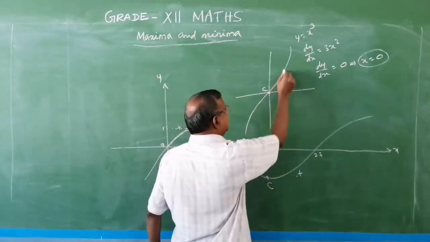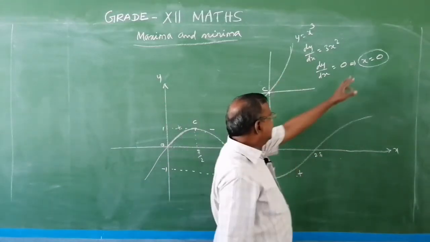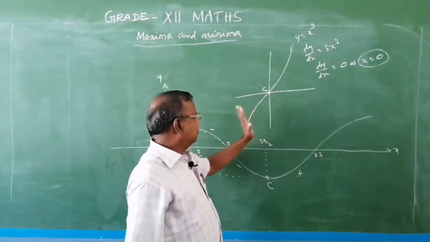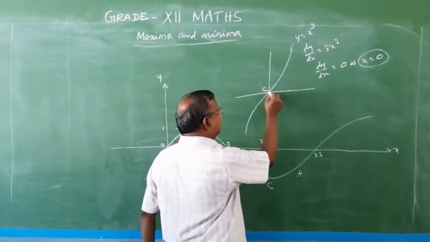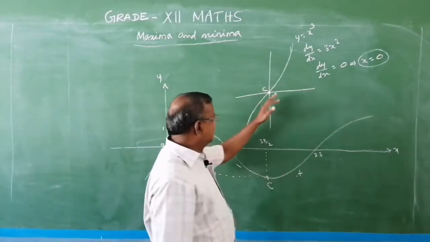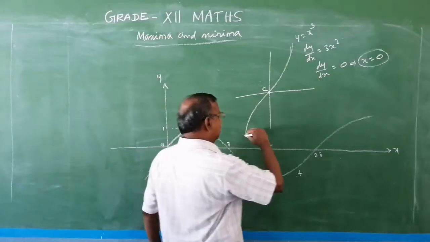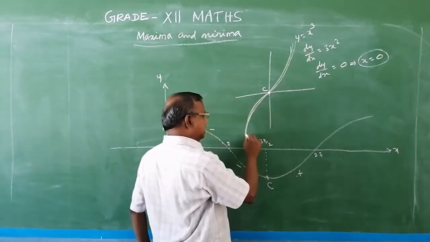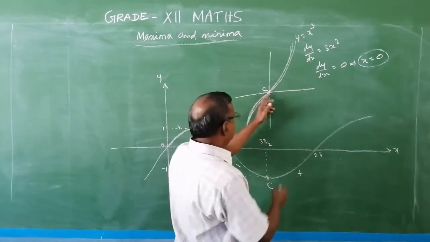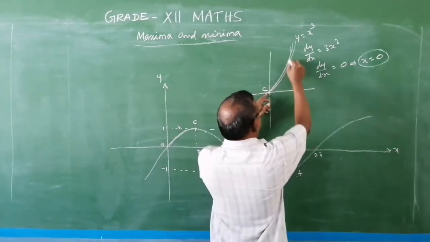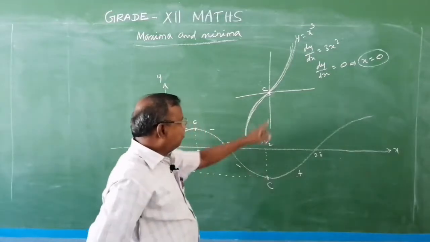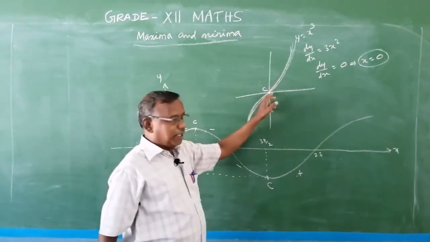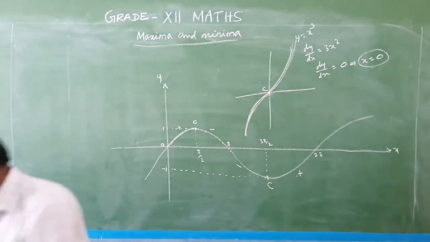Here the function is increasing everywhere, but even though the derivative is 0, the derivative does not change its sign from negative to positive or positive to negative. Such a point is called a point of inflection, that is, the curve changes its nature from concave downward to concave upward. Here, to the left of C, the curve is concave downward, and to the right of C, observe that it is concave upward. So, the point where it changes its nature from concave downward to concave upward is called a point of inflection. That is the third point mentioned here.